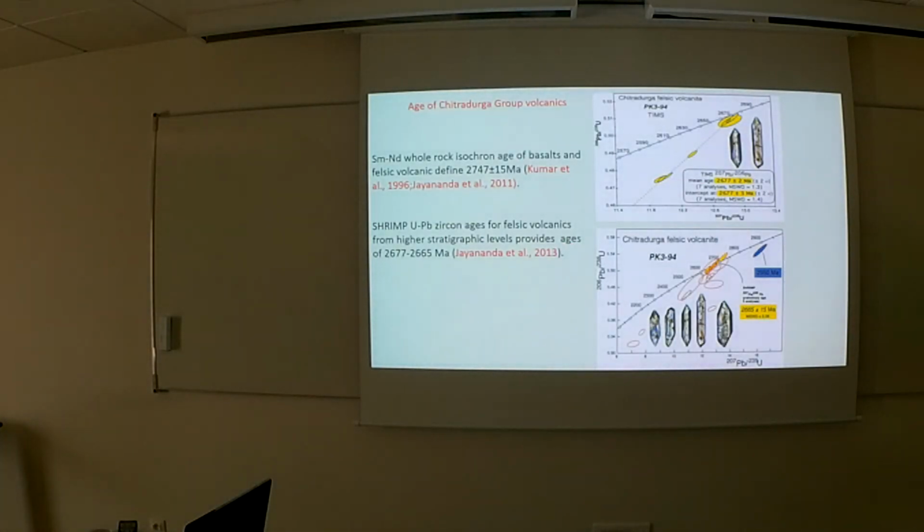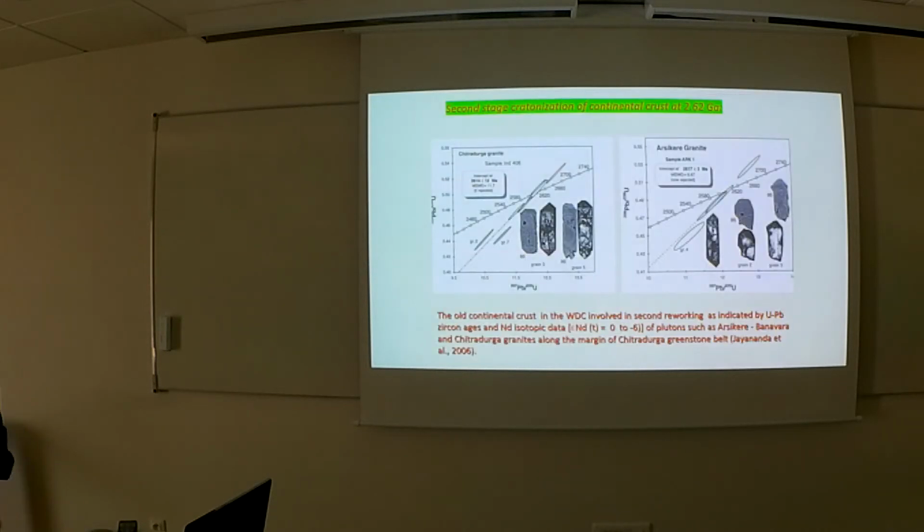These are the volcanics that we have dated, 2677 to 2665. These are the volcanics at the higher stratigraphic level, and these are the basalts at the lower stratigraphic level. Well, the error bar is still, I think there is some mistake here. This is not 15, this is 115 million years. The error bar is so high.